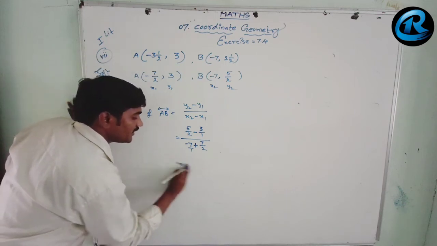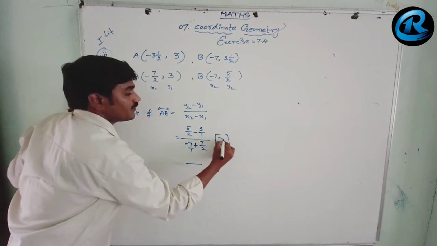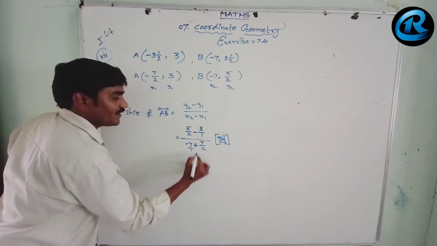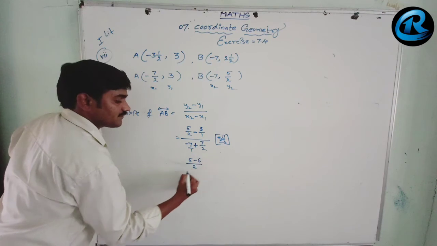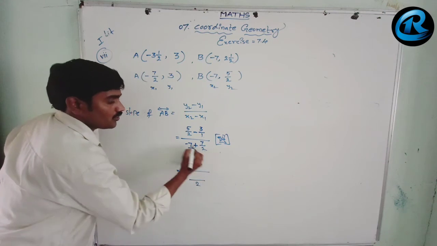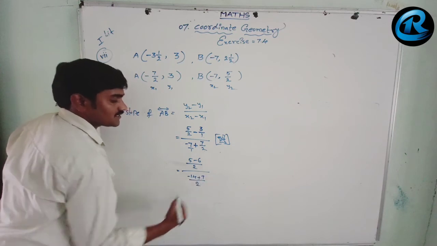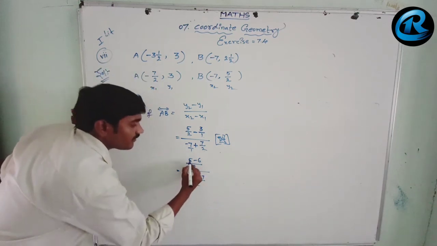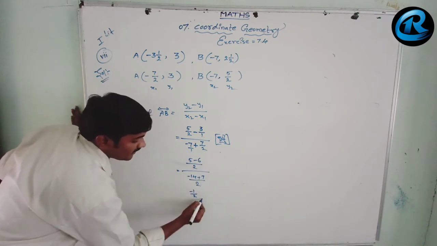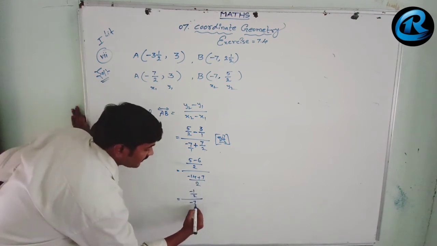See what we are going to do now. First in the numerator part, let us take the cross multiplication. 2 ones are 2, 1 into 5, 5 minus 2 3s are 6. Here also we do the cross multiplication. 1 2s are 2, 2 into 7, that is 14, minus 14 plus 1 7s are 7. Now here we get 5 minus 6 is minus 1 by 2, equal to, here 7 minus 14, which is minus 7 by 2.